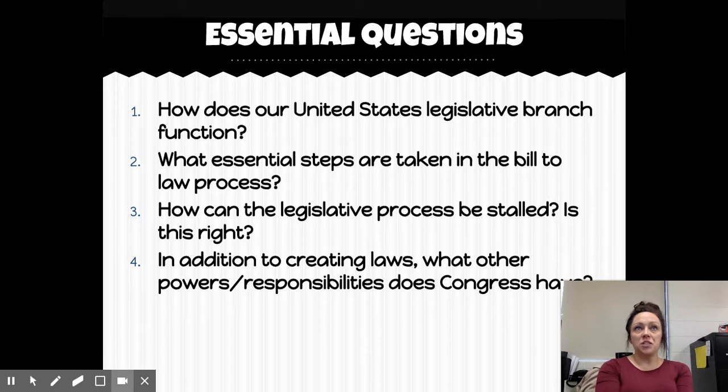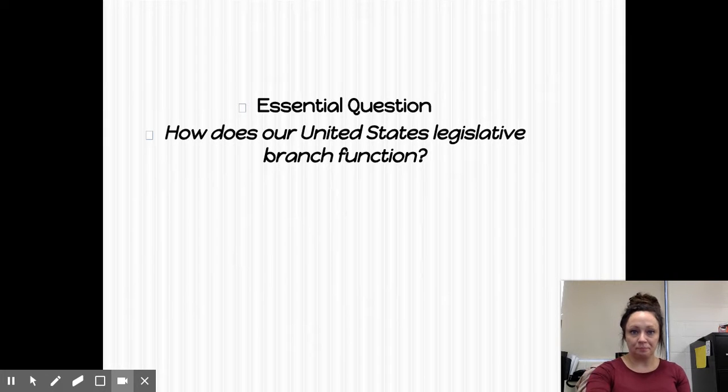So our essential questions for this unit: we want to talk about how the United States legislative branch functions. We want to look at the essential steps in the bill to law process. We also want to talk about how the legislative process can be stalled, and the other responsibilities other than making laws that Congress has. So today we're going to look at how the United States Congress functions.